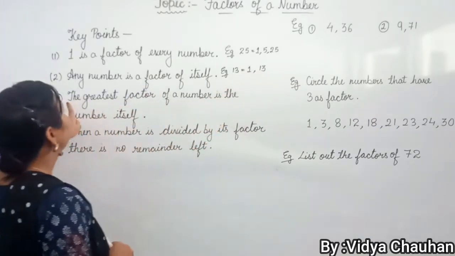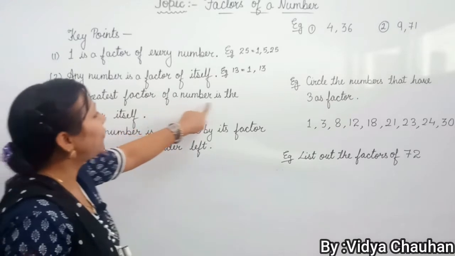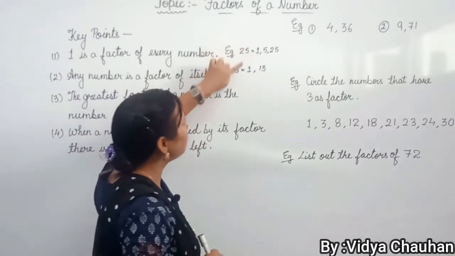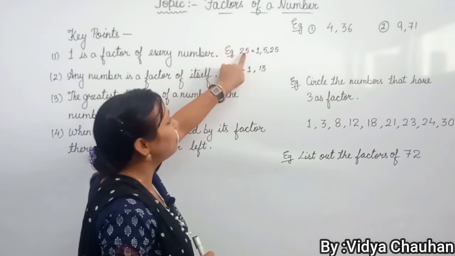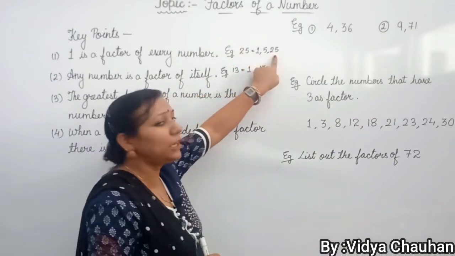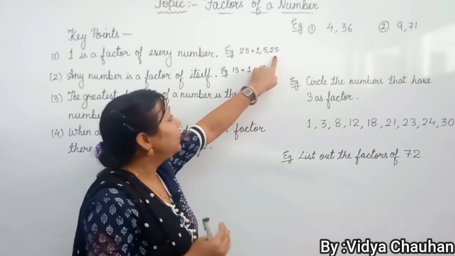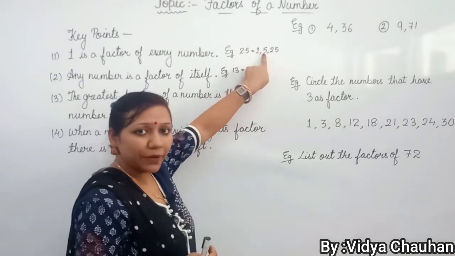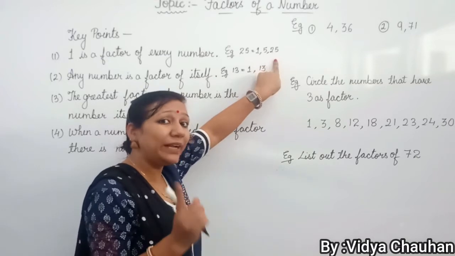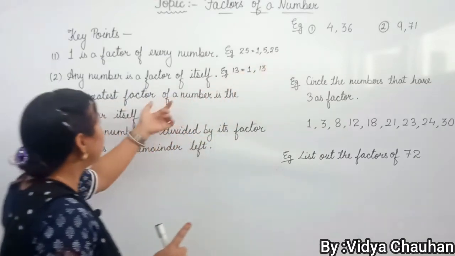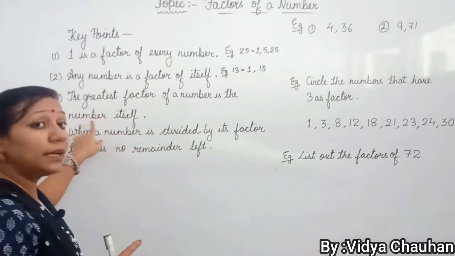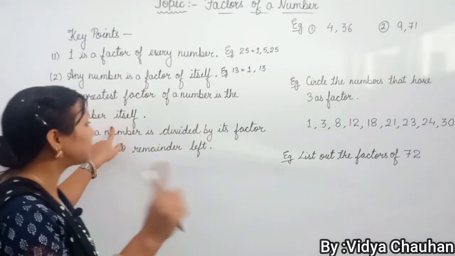Third key point, the greatest factor of a number is the number itself. As you can see here, for 25, the factors are 1, 5 and 25. That means 25 is divisible by 1, by 5 and also by 25. So our third point is that the greatest factor of a number is the number itself.